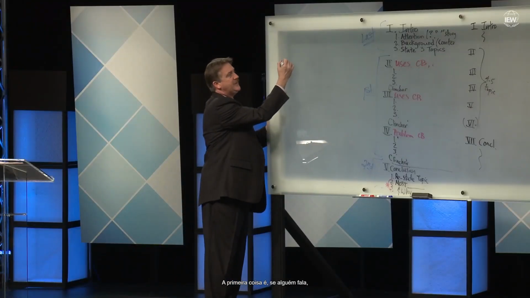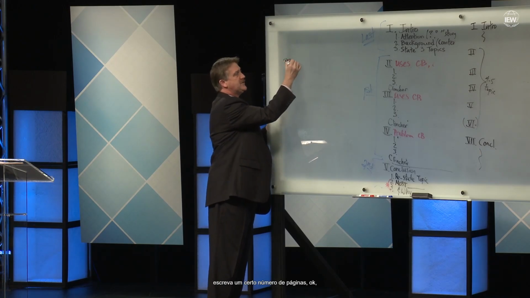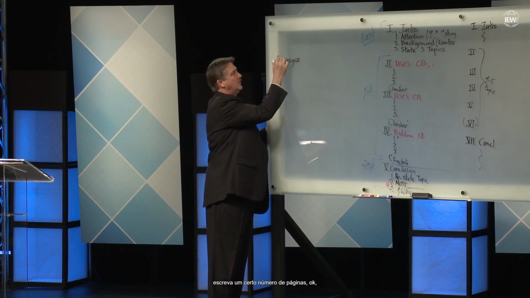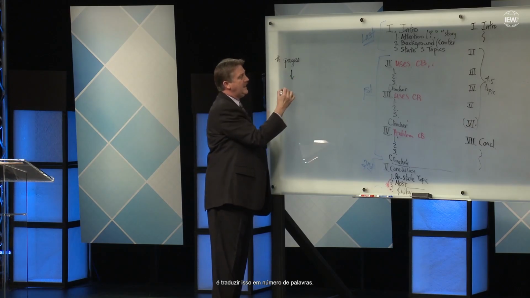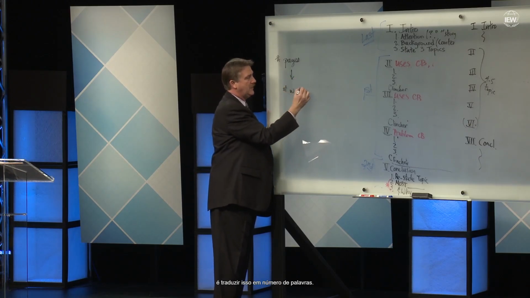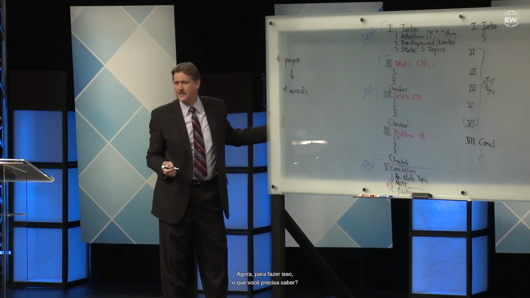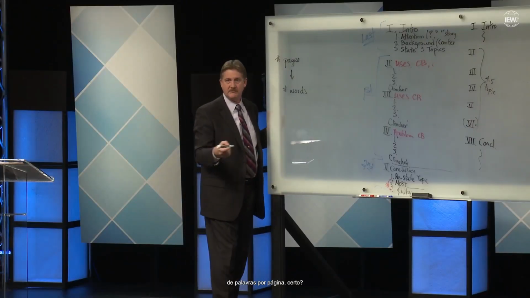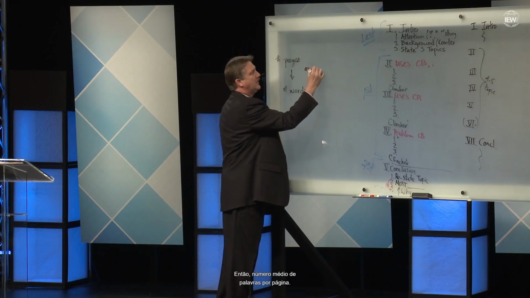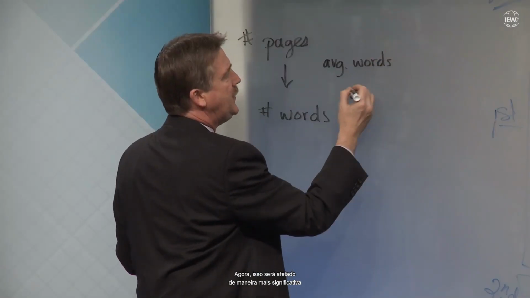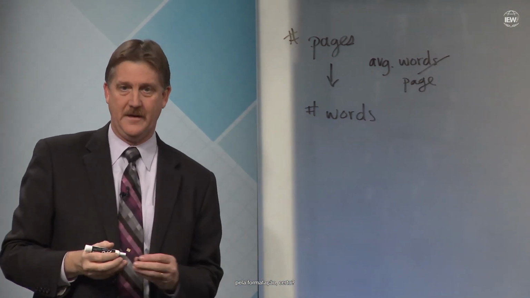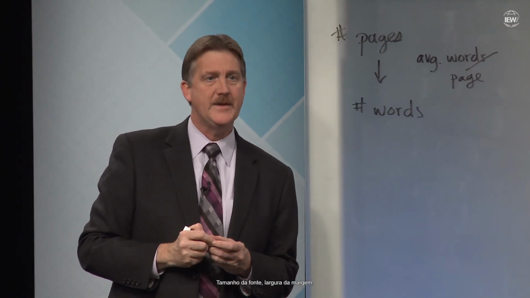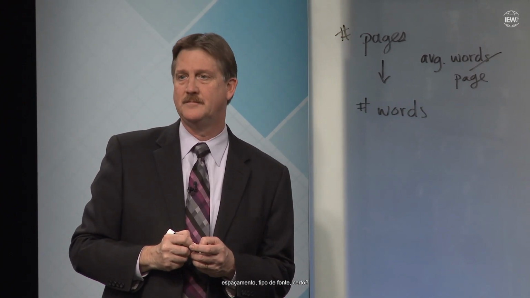The first thing is, if someone says write a certain number of pages, okay, write a three-page paper. What you need to do is translate that into number of words. Now, to do that, what do you have to know? What is the average number of words per page? Right? So, average number of words per page. Now, that is going to be most significantly affected by the formatting, right? Font size, margin width, spacing, font type, right?